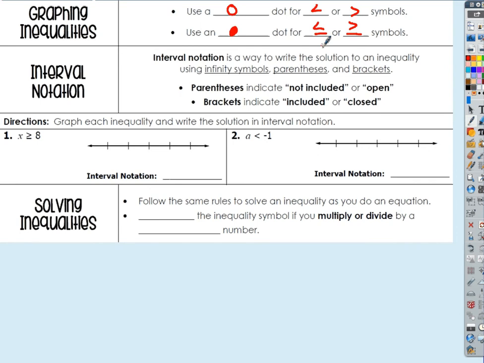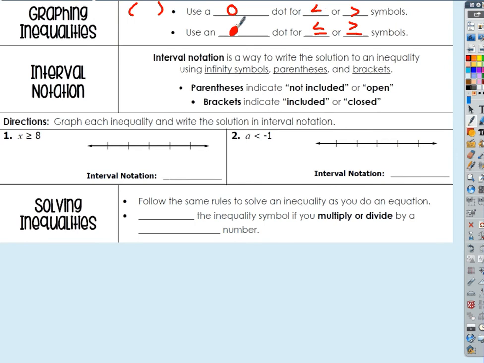So here's the simple rule. Interval notation is a way to write the solution to an inequality. And really what it means is you're writing an interval of values of x, or y, or whatever we're talking about, usually x. We use infinity symbols, and we use parentheses, and we use brackets. Parentheses indicate not included. If we have parentheses around an interval, that's equivalent to using a regular inequality with no equal sign, or an open endpoint, okay?